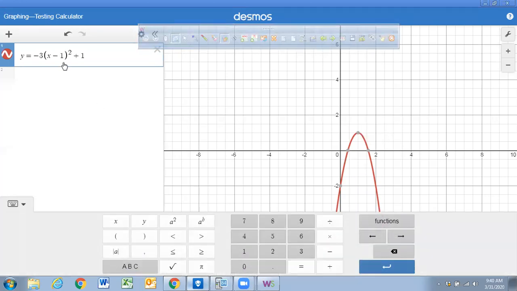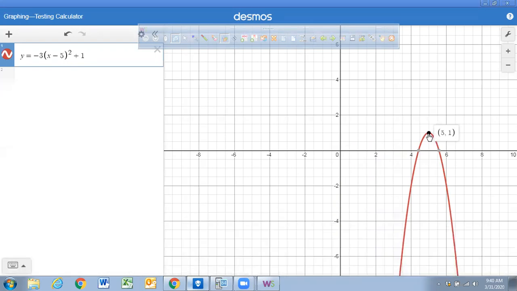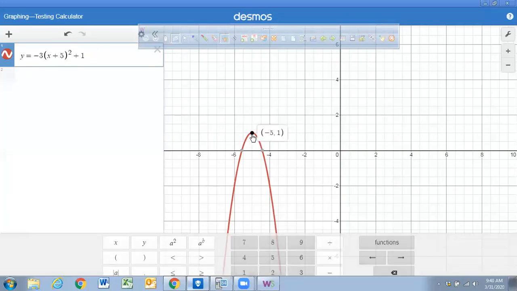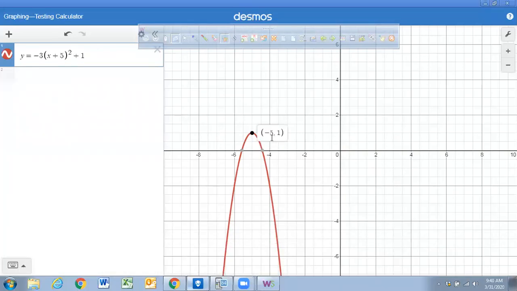What I want you guys to see is if I change that to a 2 or a 3 or 4 or 5, I want you to pay very close attention to how the vertex shifts. So if I change that from a negative to a positive, now where's my vertex? -5.